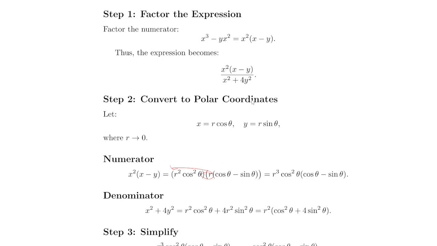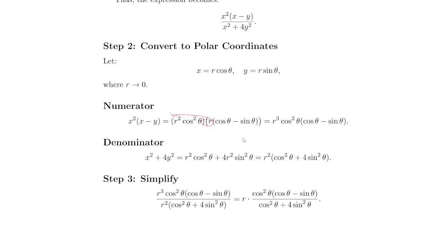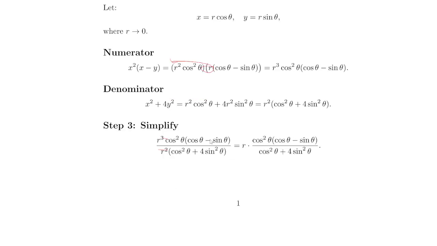In the denominator, we have x squared plus 4y squared. x squared is just r squared cosine squared, and 4y squared is 4r squared sine squared. Factor out r squared, and we have cosine squared plus 4 sine squared. So now we'll replace it in the fraction, and we can do some simplifying. Obviously, r cubed over r squared turns into just r in the numerator, and then we have cosine squared times the quantity (cosine minus sine) over (cosine squared plus 4 sine squared).